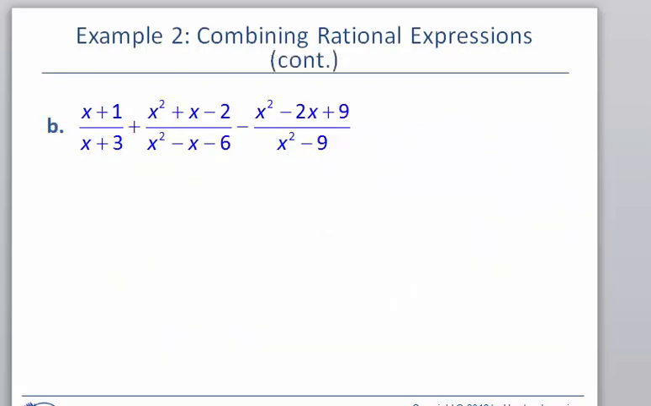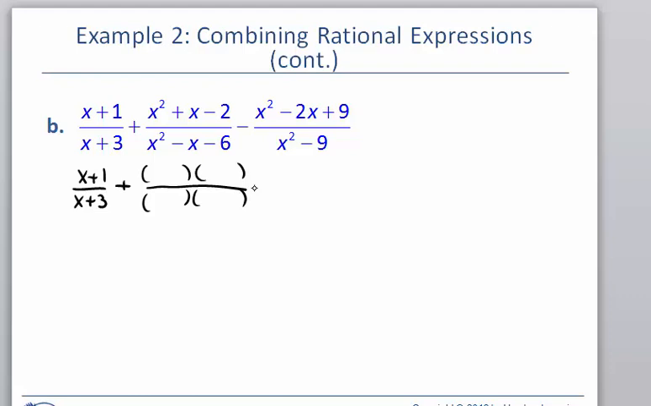Okay, part B. We need to do the same thing. We need to come in and we need to factor everything that we can factor. All right, so let's see what we've got here. The first fraction is probably going to have to stay as it is. We have x plus 1 over x plus 3. Not a lot I can do with that one. Our second fraction, x squared plus x minus 2 on the top, I'm going to try to factor that. And x squared minus x minus 6 on the bottom, I'm going to try to factor that.